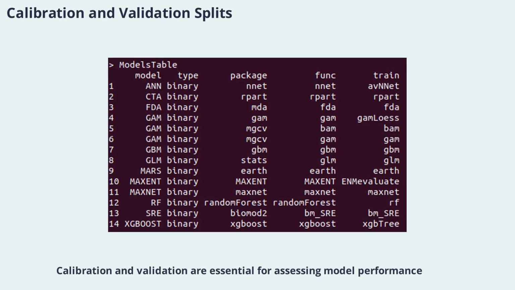Calibration and validation are essential for assessing model performance. A simple split divides the data into calibration (training) and validation (testing) sets. This process is often repeated multiple times to ensure robust results. By evaluating model predictions on independent validation data, we can gauge how well the model generalizes beyond the training set. This step helps identify overfitting and ensures that the model captures genuine ecological patterns rather than artifacts of the data.